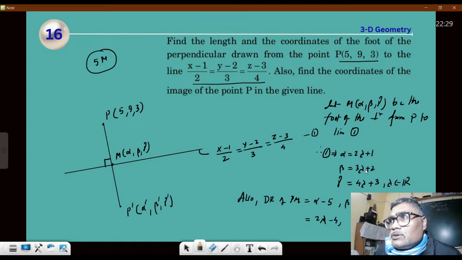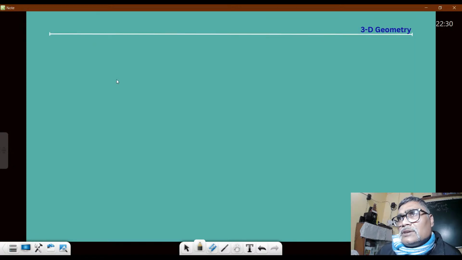Beta, this value I'll put. So 3 lambda minus 7. And then this is 4 lambda, only 4 lambda because 3 and minus 3 will get cut. So I got the direction ratios of this line PM. But PM and L1 are perpendicular. So I can write, PM is perpendicular to line 1. So my product of the direction ratios component wise, that sum will be 0.